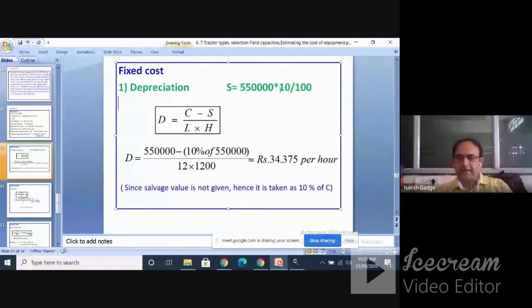5,50,000 multiplied by 10%, I mean, in fraction, it should be divided by 100. Then it is divided by 12. 12 is the service life of the tractor. Generally, it is 15 years. Generally, working hours are 1,000. It is given that it is 1,200, and it comes out to be rupees 34.375 per hour. Salvage value is not given, hence it is taken as 10% of the cost.